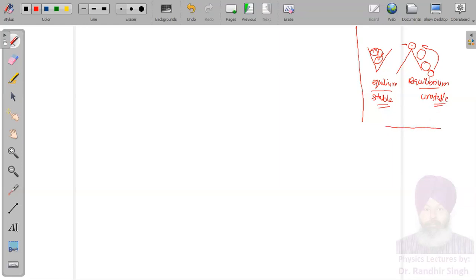And in case of neutral equilibrium, it is just like a flat floor. You put the ball here, you push here, it will come here, you push here, it will come here. It is happy at every place. Such a position is called neutral equilibrium. It has no tendency to go anywhere.